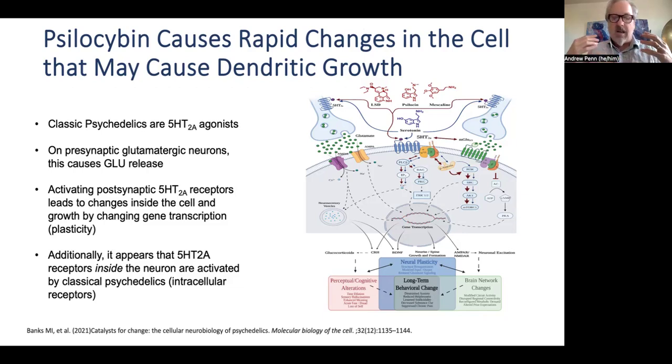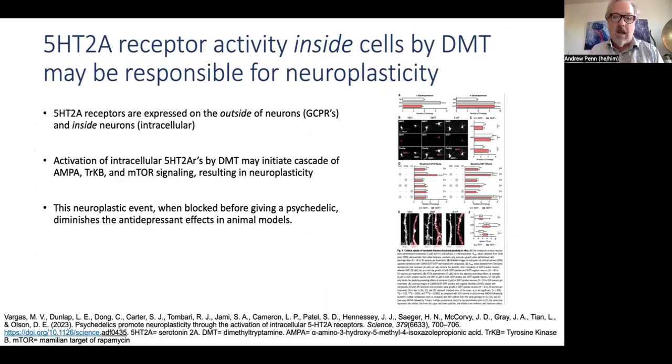Switching gears to the idea of rapidly acting neuroplastic processes. So there are, as we've talked about, obviously these synaptic receptors for serotonin, but there are also serotonin receptors inside the cell, we call intracellular receptors. Just like you thought it couldn't get more complicated, right? But we have these receptors, and it seems that psilocybin may be activating, or DMT in this case, dimethyltryptamine, a very similar compound to psilocin, may be activating these serotonin 2A receptors inside the cell, these intracellular receptors.